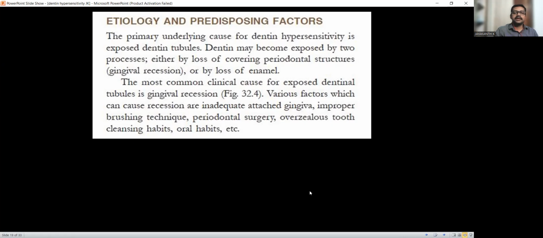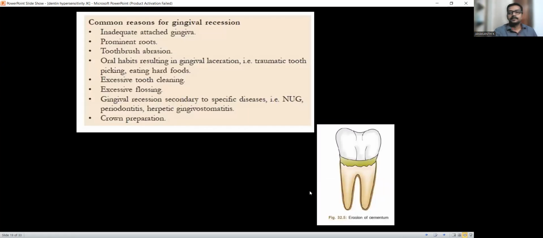Various factors which can cause recession are inadequate attached gingiva and improper brushing technique. Periodontal surgery, overzealous tooth cleansing habits, that is excessive pressure applied during brushing, and oral habits can also cause it. All these can result in gingival recession. Other common reasons for gingival recession are prominent roots, toothbrush abrasion, and oral habits resulting in gingival laceration, such as traumatic tooth picking and eating hard foods. Excessive tooth cleaning, excessive flossing, and gingival recession secondary to specific diseases, that is NUG, periodontitis, herpetic gingivostomatitis, as well as crown preparation, can also expose the dentinal tubules.